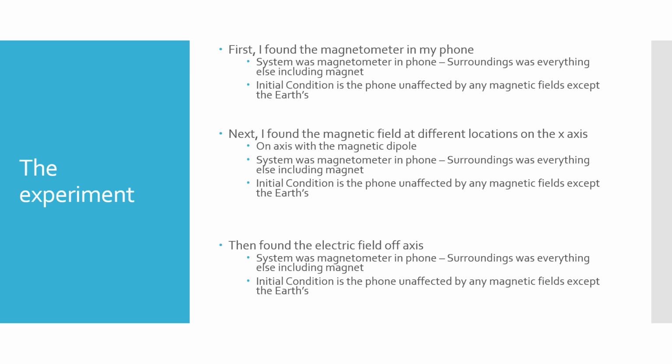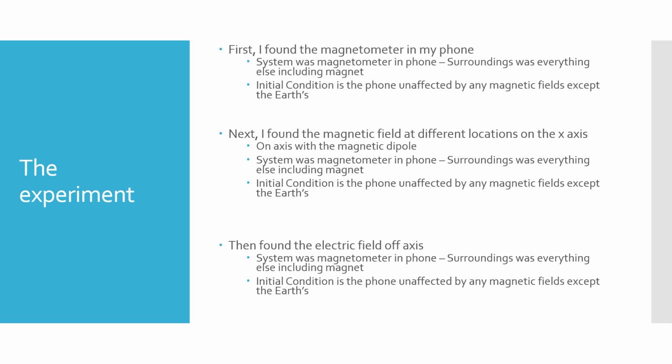Then I found the magnetic field at different locations on the x-axis and studied the relationship between distance and magnetic field on the axis of the magnetic dipole. To do this, I found the distance where the magnetic field was at specific strengths. The system, surroundings, and initial condition of this experiment were the same as the first experiment.